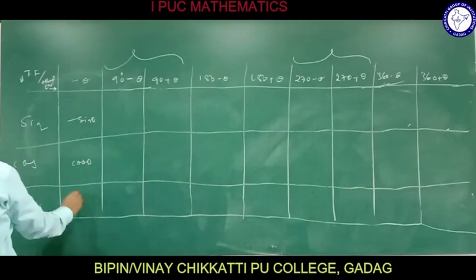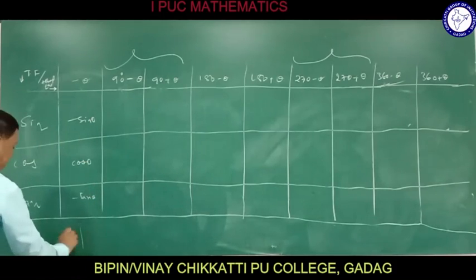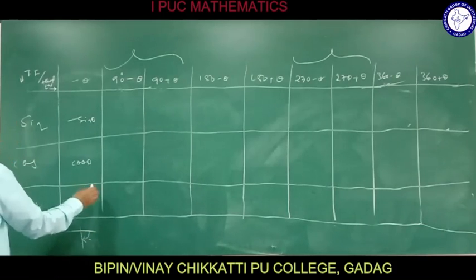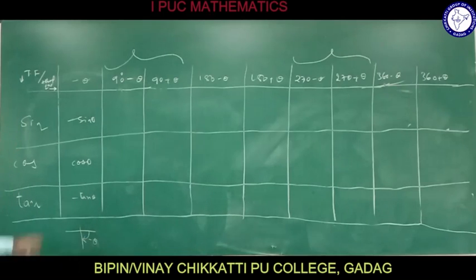Tan of minus theta is minus tan theta. You see here, why do I write minus tan theta? Because minus theta you have to take in the fourth quadrant. In the fourth quadrant tan is negative. Why is tan negative in the fourth quadrant? In the fourth quadrant, cos and sec are positive.